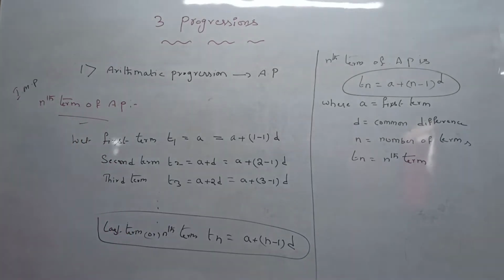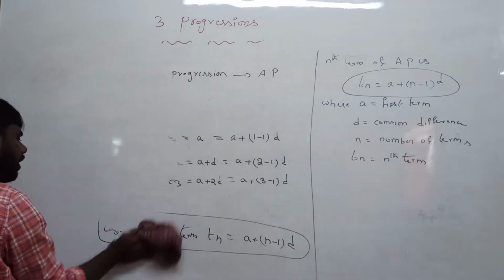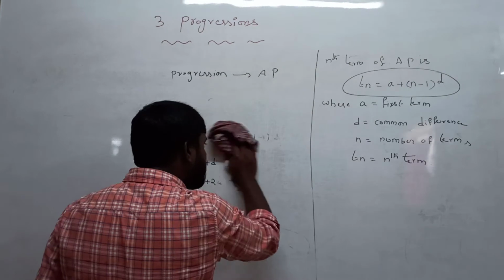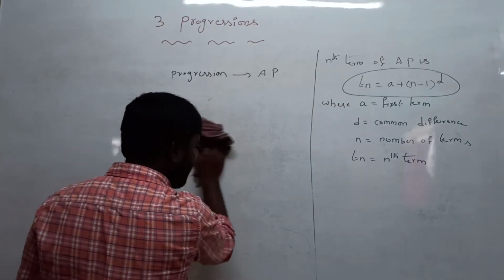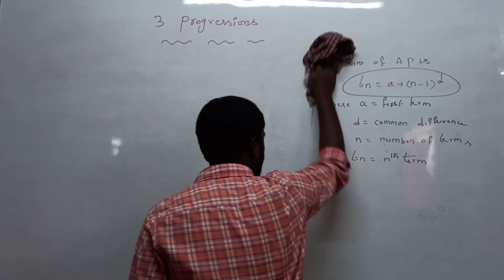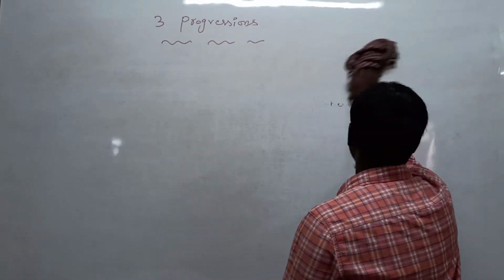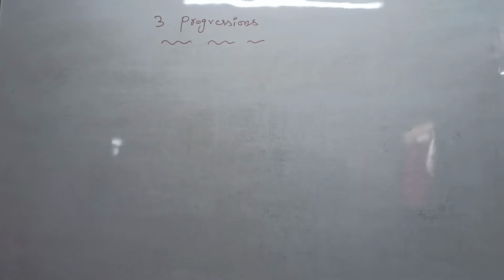Now we will go to the problems. Very easy, only applying the nth term of the arithmetic progression formula. They give one sequence, from which we easily find the a value and d value. They are asking to find the nth term value. They give all the values, so we only substitute in the nth term formula. Here there are two questions. The first question is very easy and very important.